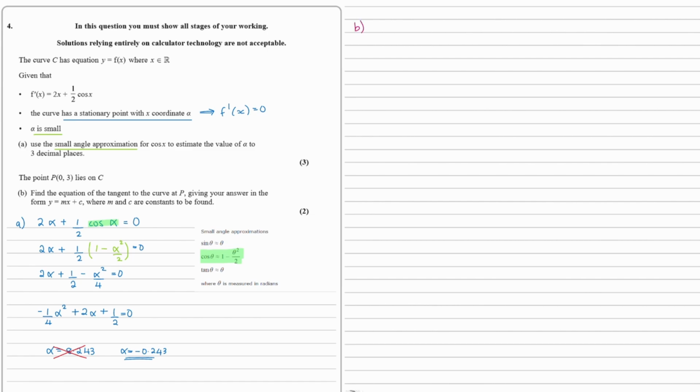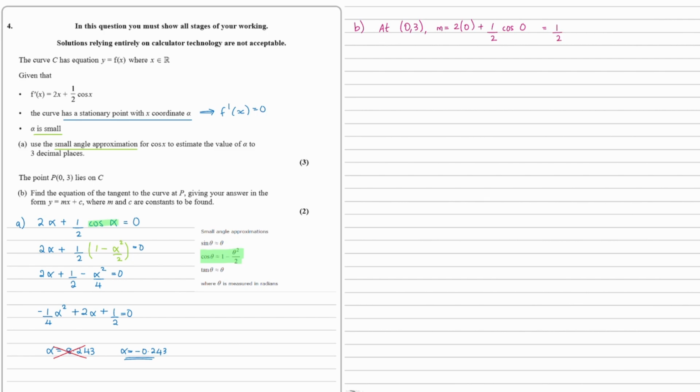So for part B, we know that the gradient is given by the differential of the equation, and we know that this differential is 2x plus a half cosine x. Therefore, at point 0,3, when our x coordinate is 0, to find our gradient m at this point, we can just substitute 0 for all x values. So we can write this as 2 bracket 0 plus a half cosine 0. And if we work this out, this just gives us a half.